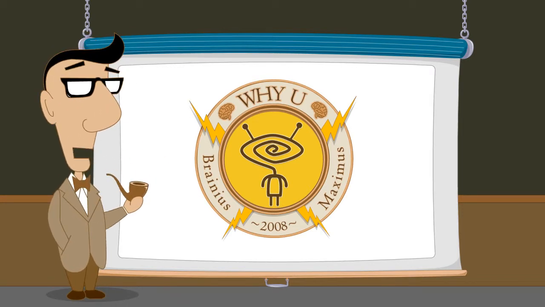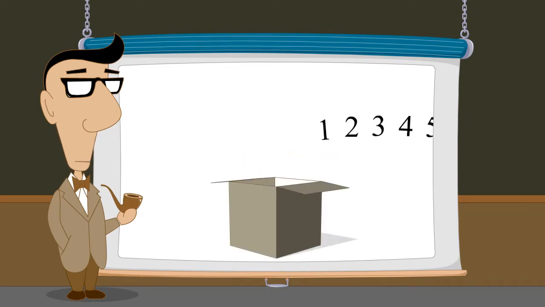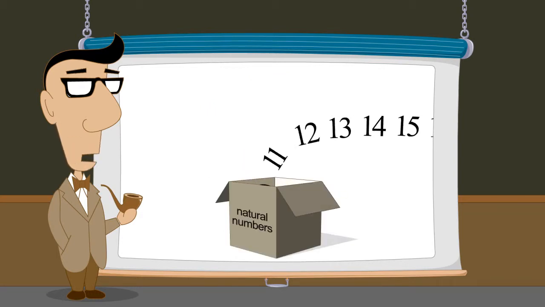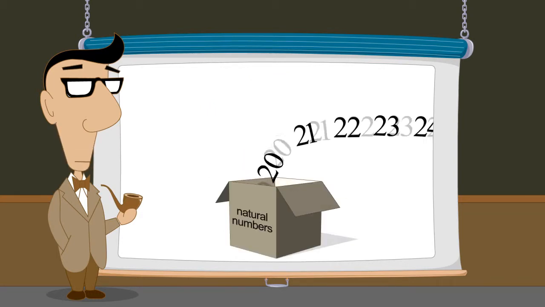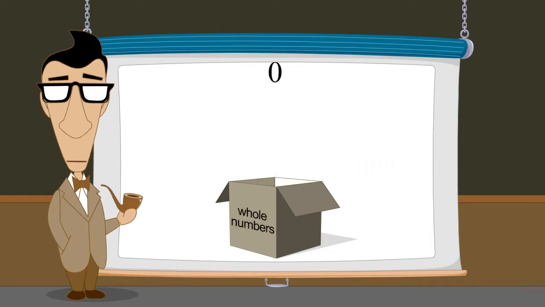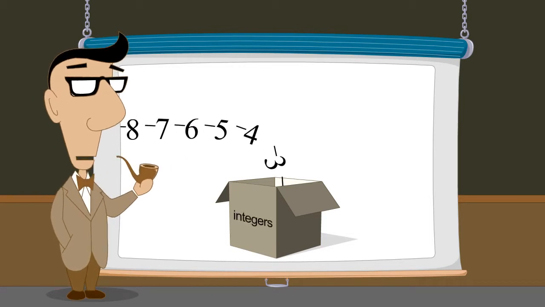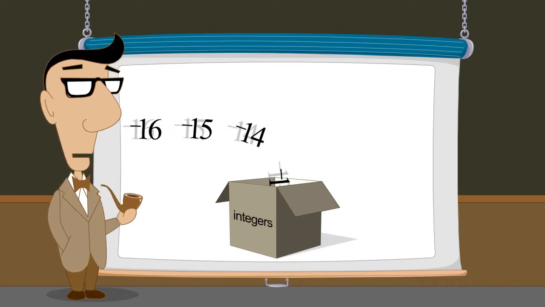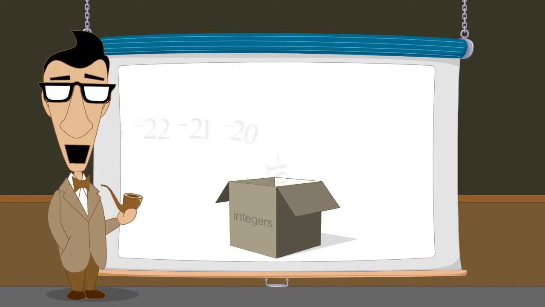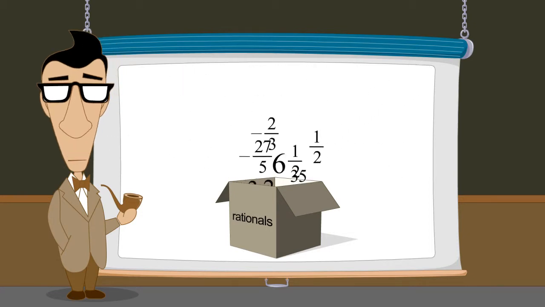In our lectures so far, we have seen how numbers evolve from the primitive concept of natural counting numbers to whole numbers with the addition of the number 0, integers with the addition of negative numbers, and then rational numbers.